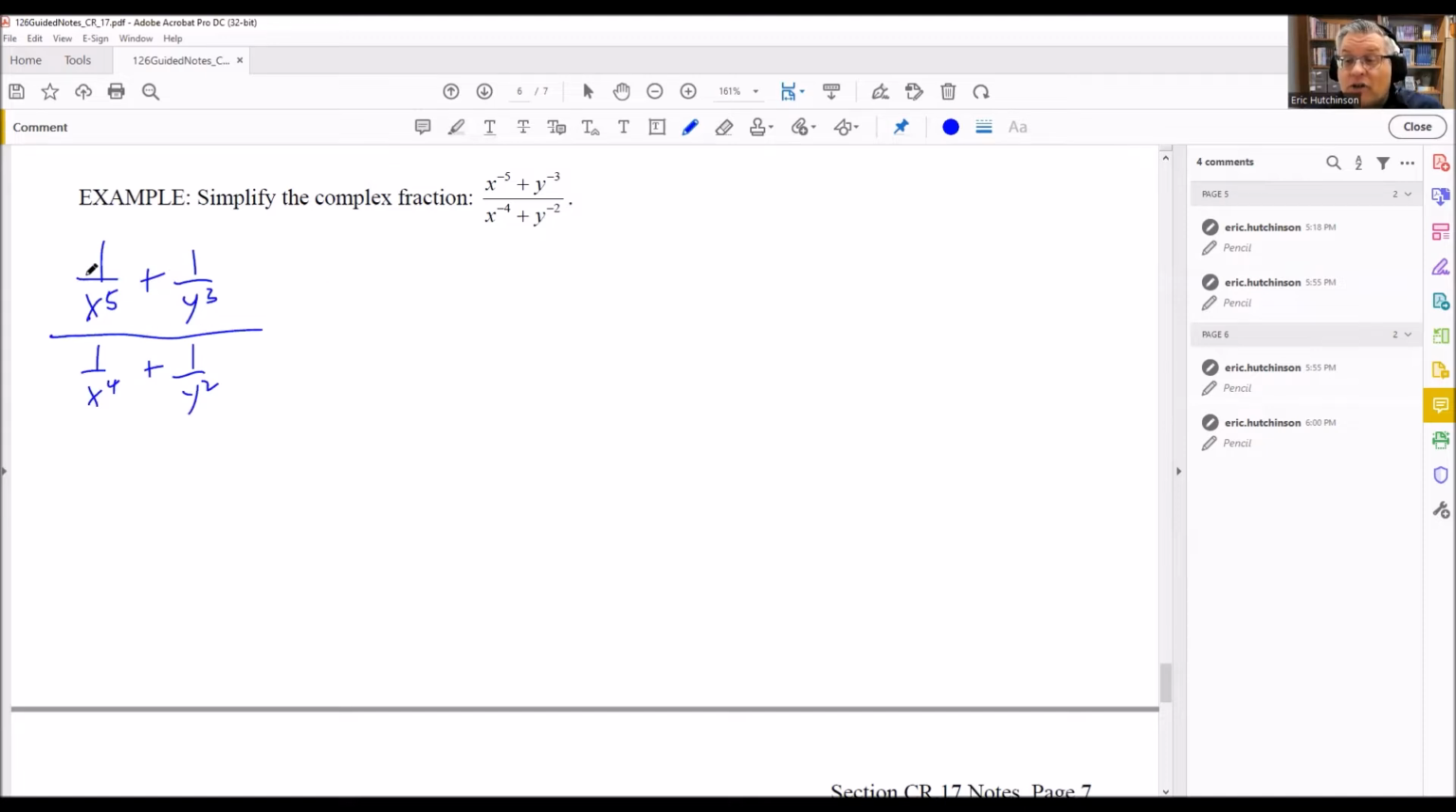We're going to multiply everything top and bottom by the LCD. If we take a look at this, the LCD is going to be the highest power of x and the highest power of y that we see here. So in this case, the LCD is going to equal x to the fifth and y to the third. The highest power of x, the highest power of y. Now let's multiply everything by this. So we're going to put this next to each thing.